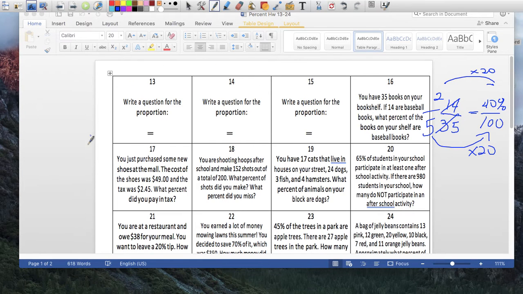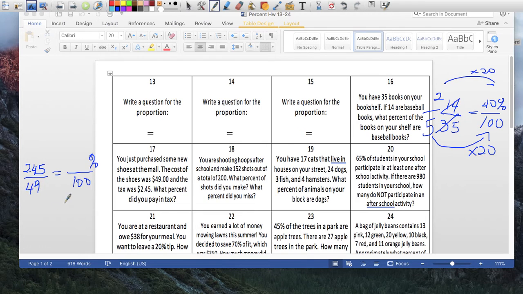Okay. 17, you purchase some new shoes. The cost of the shoes, so again, let's see, it's $49. So that's the total. 100 goes over here. And you paid some tax. Welcome to the world of tax. And the total tax that you paid, 2.45. That's the part of it that was tax. What percent did you pay in tax? So what was the percent here?